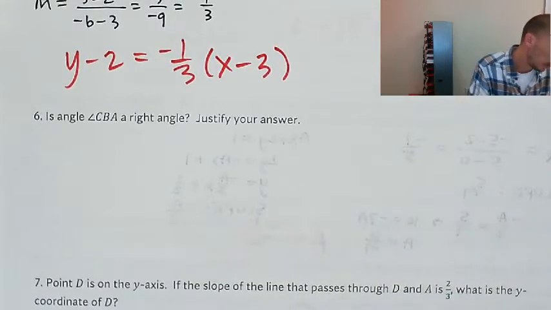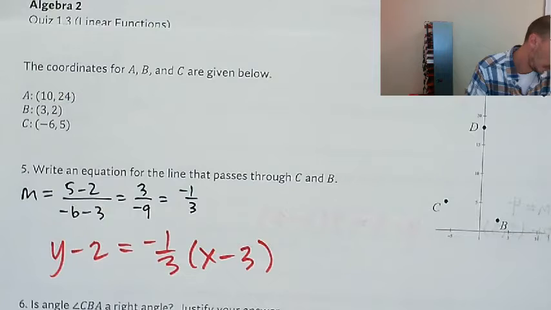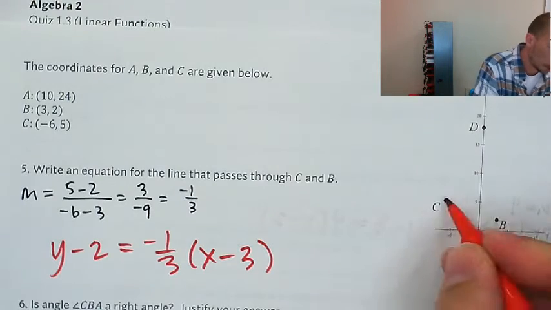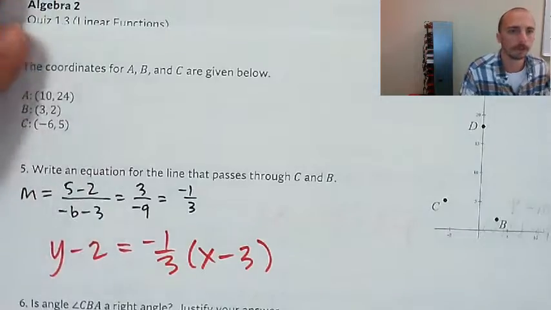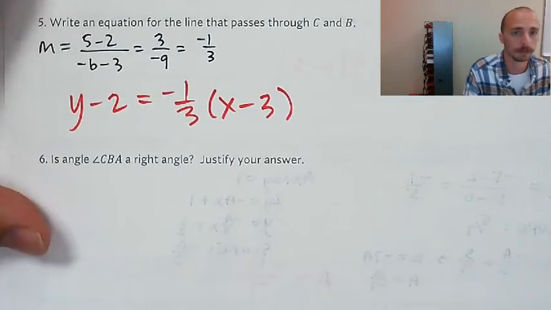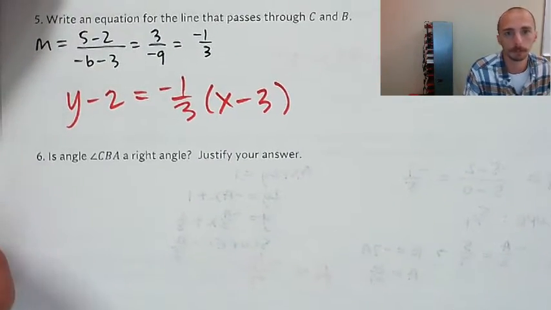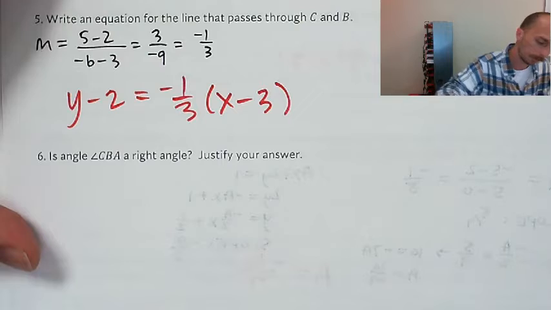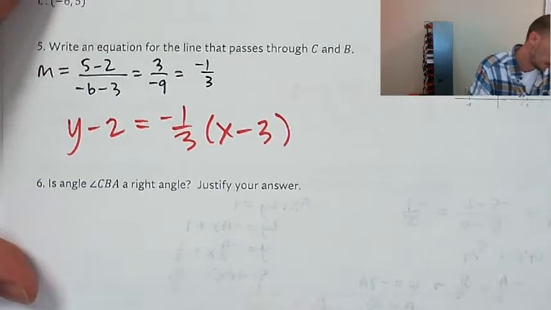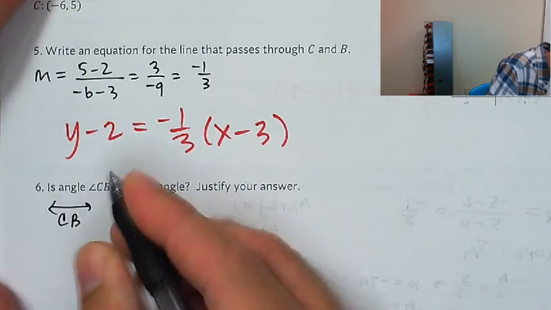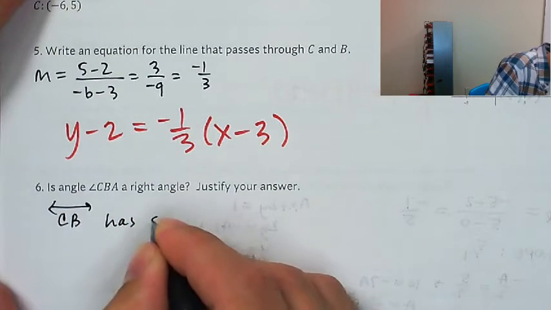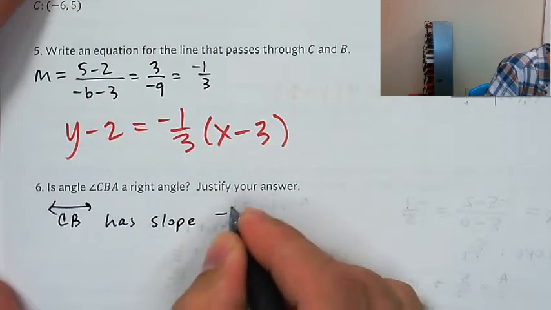Right? And now they're going to ask, is CBA a right angle? Okay, right here. It doesn't even really look like it to me, but who knows? Maybe the figure wasn't drawn to scale. I made this figure, and I just used Microsoft Paint and slapped down the points wherever. So we're going to say, all right, I know that line CB has slope 1/3. No, negative 1/3.